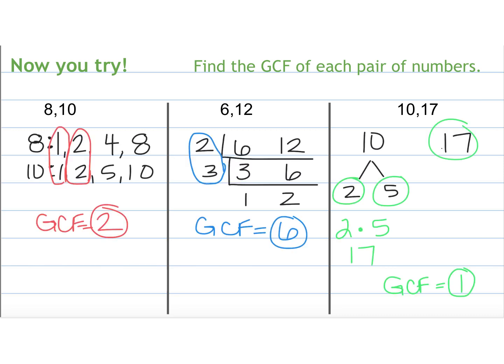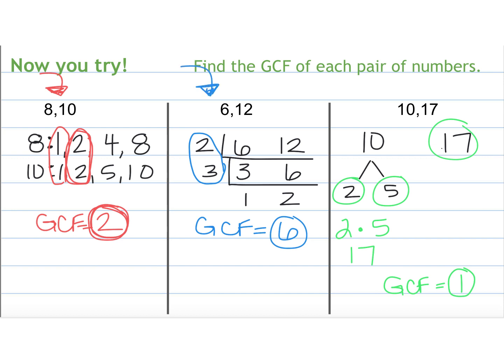All right, so you check your answers and make sure that yours match up with mine. If not, go back and check your work and maybe you made a mistake. Whatever method you used for each one, we should have the same greatest common factor. So if you look at this one, 8 and 10, I decided to list out the factors. I can see that for 8, the factors are 1, 2, 4, and 8, and for 10, the factors are 1, 2, 5, and 10. 2 is the greatest one that they have in common, so the greatest common factor is 2.